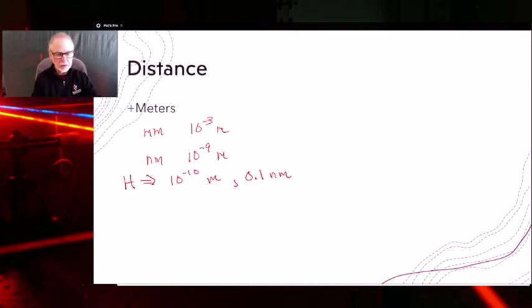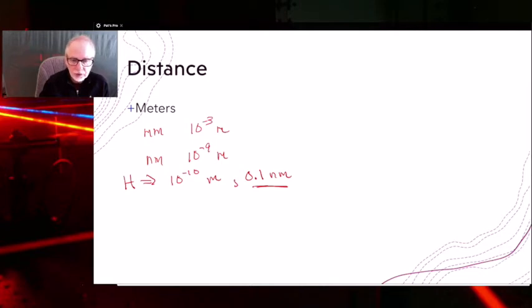So anyway, when we talk about meters, we can see that nanometers is something, when we talk about atoms and molecules and such, that we're going to be looking at. Also, when it comes to light and wavelengths of light, we're going to be talking frequently in terms of nanometers as well.